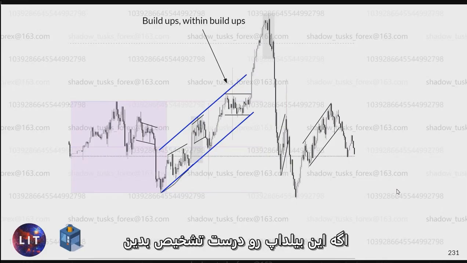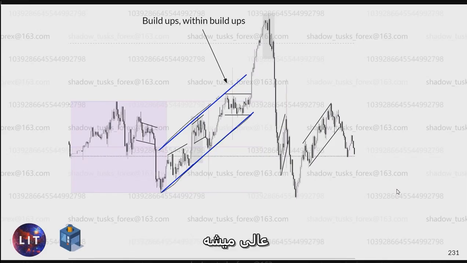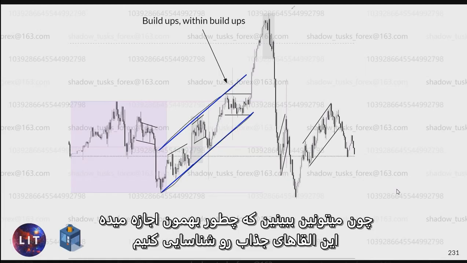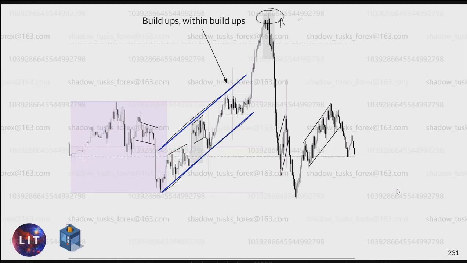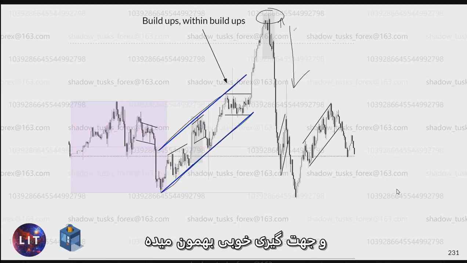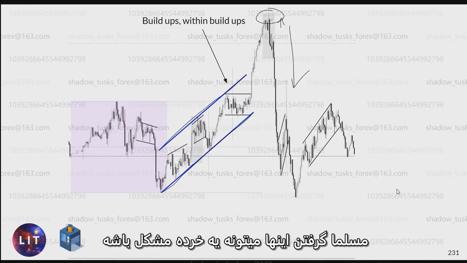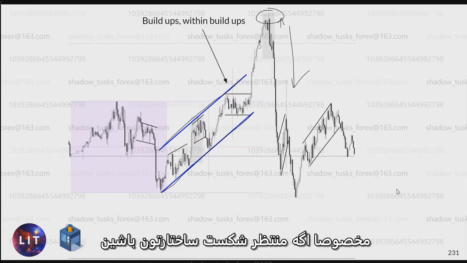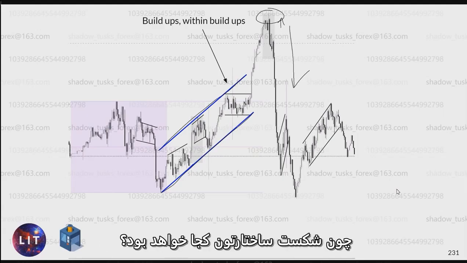If you got this build up correct, perfect, because you can see how this allows us to identify those really nice inducements where we can trade away from for a pretty long time and give us some nice direction. Obviously, these ones can be a little bit tricky to catch, especially if you're waiting for your break of structure, because where would it be?